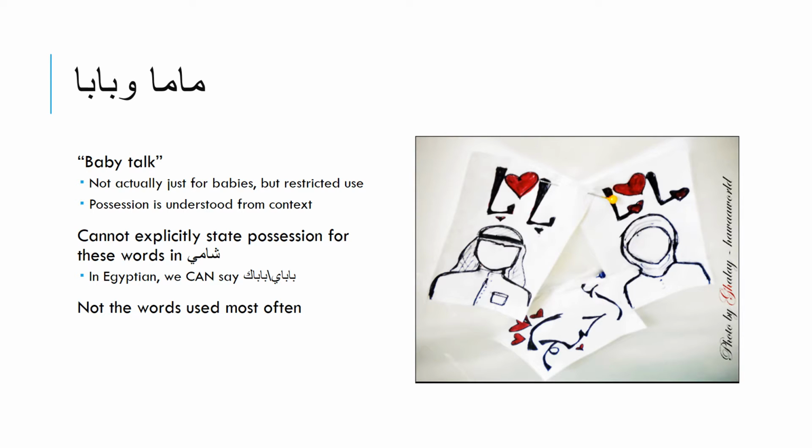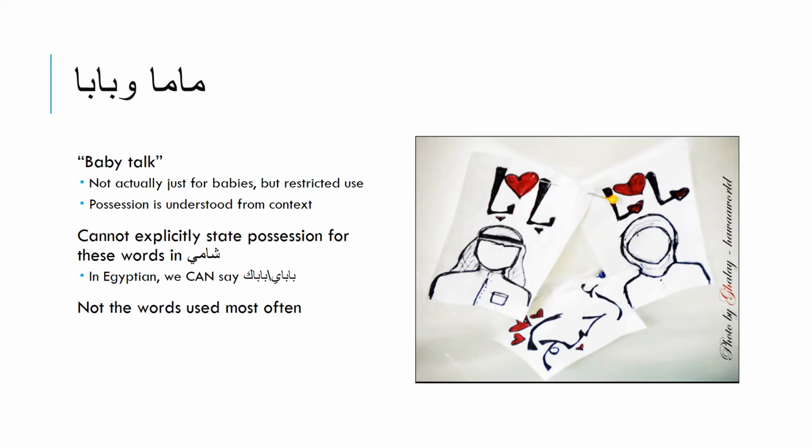Part of the problem with these words in Shaamy Arabic is that they are not possessible. You can't talk about possession with mama and baba in Shaamy Arabic. The possession is mostly just understood from context. You were talking about my mama or your baba, and it's very clear what we're talking about.